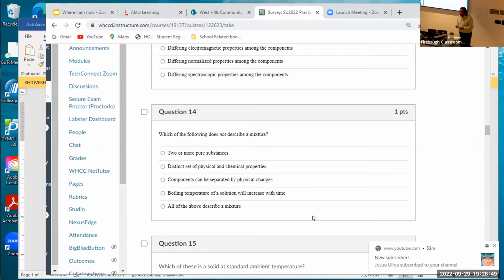What was that? Okay, so which of the following does not describe a mixture? Two or more pure substances, and make sure you add them together. Okay, because we said a pure substance, right? We can say a pure element or a pure substance, and even if we did, it still could be a mixture, right? Okay. A distinct set of physical and chemical properties.